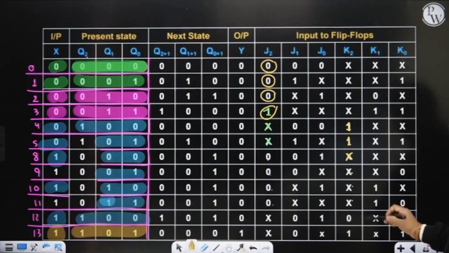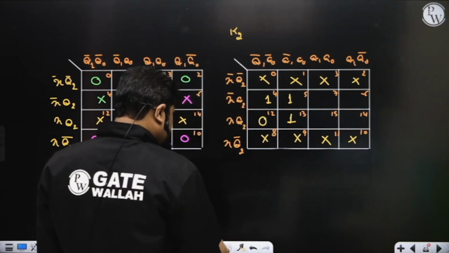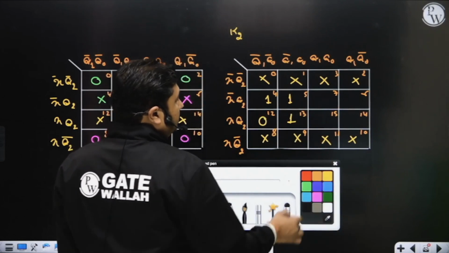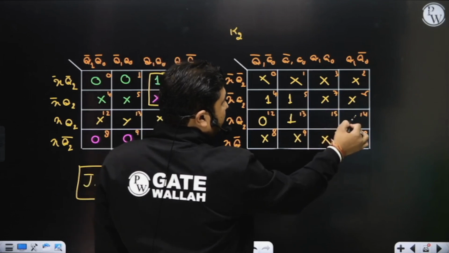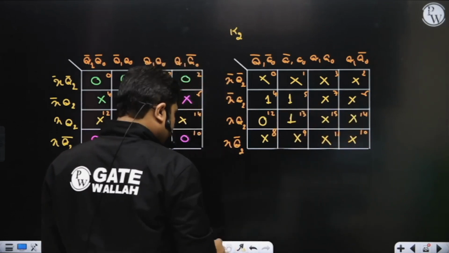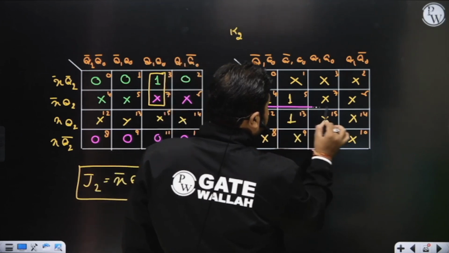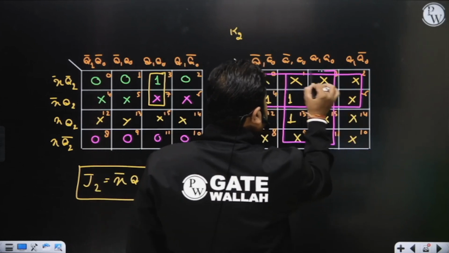Then 12, 0, 13, 1. Is there any quad or octet possible? Sir, 6 and 7 are don't care. What about 14, 15? They are also don't care. So the best is to take a quad here, this quad and this quad. Is it okay? Yes, sir.